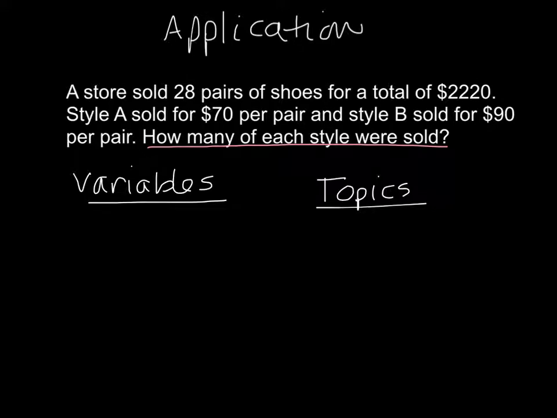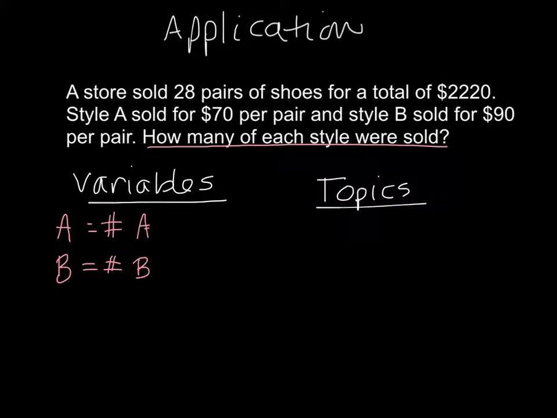It says how many of each style were sold. We don't know how many of style A was sold, and we don't know how many of style B was sold. So I'm going to use A and B for my variables. A equals the number of style A, and B equals the number of style B. That should be pretty easy for us to remember. A lot of times we use X and Y just because if we have to graph them, it's easier to graph knowing which one's X and which one's Y right away. But we're not going to graph for this, so we'll just use A and B.